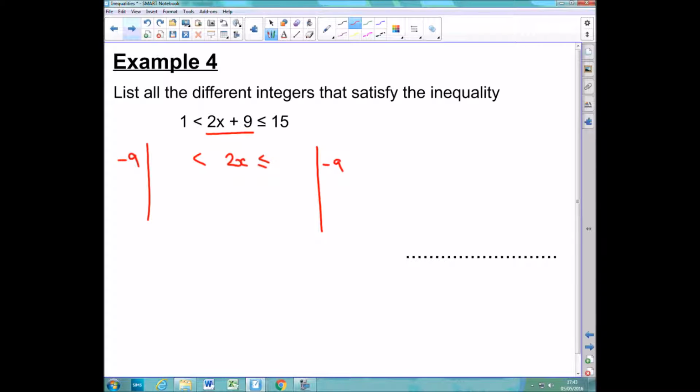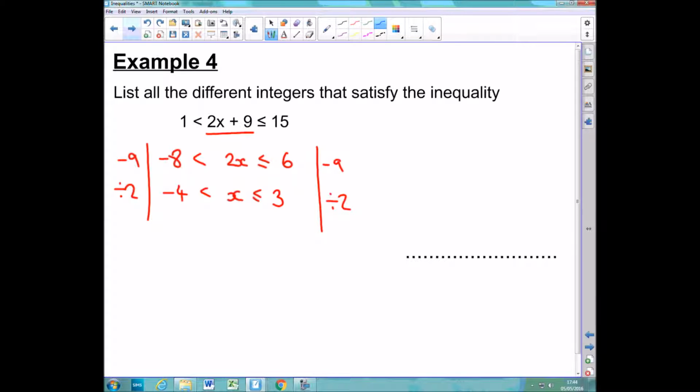So now I need to minus 9 to both of these numbers. So start off with 1. 1 minus 9 is minus 8. On the right-hand side, I've got 15 minus 9, which is 6. So the next step, I need to divide by 2. And dividing by 2 will leave me with x in the middle here. Again, my symbols remain the same. And minus 8 divided by 2 is minus 4. And 6 divided by 2 is 3.